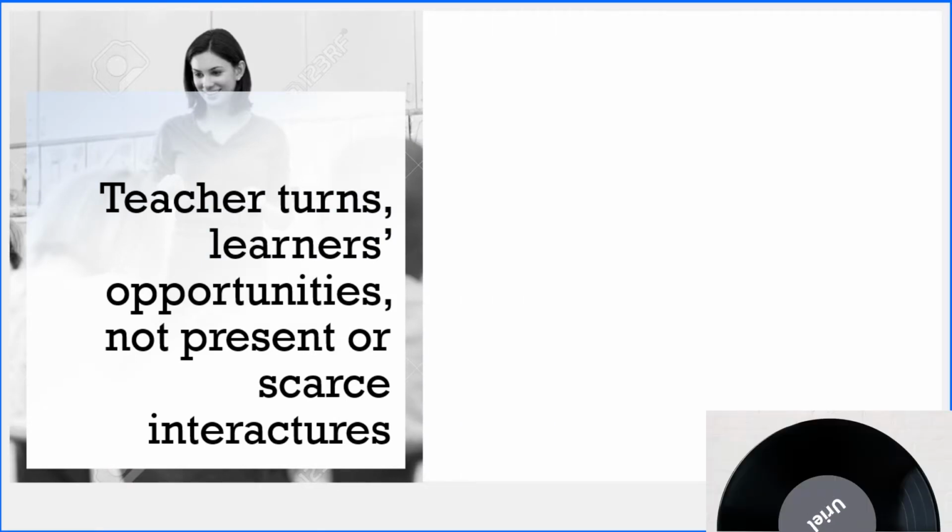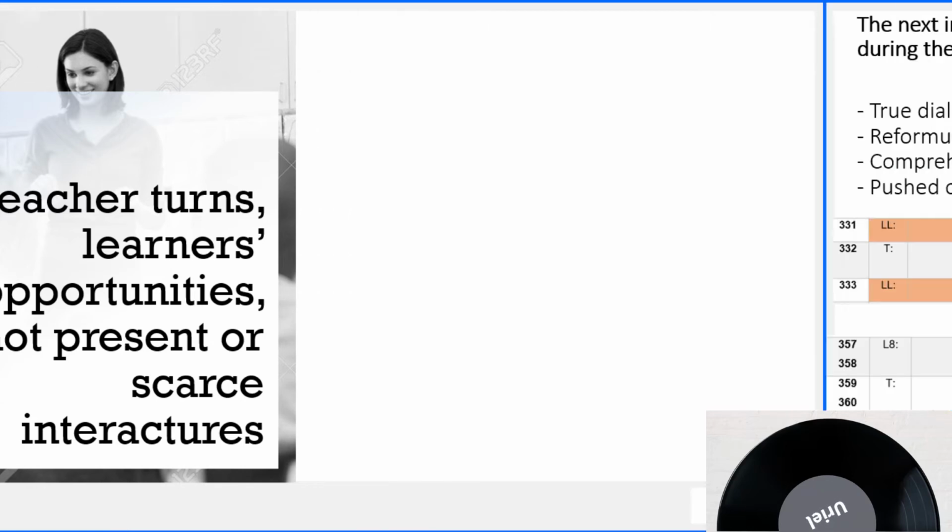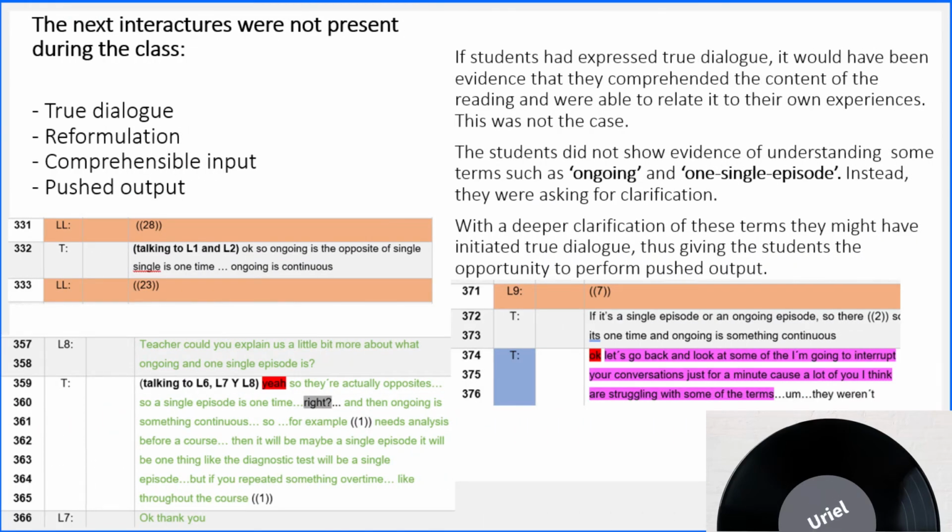Now we have the teacher turns and the prevalence of learners' interactors. We found that the next interactors were not present during the class. The first one is through dialogue. If students had expressed through dialogue what they understood about the content of the reading, it would have been evidence that they comprehended the reading and were able to relate it to their own experiences, thus accomplishing the goal of the class. Unfortunately, this was not the case.